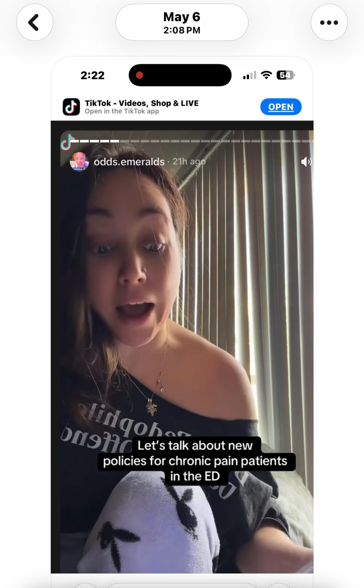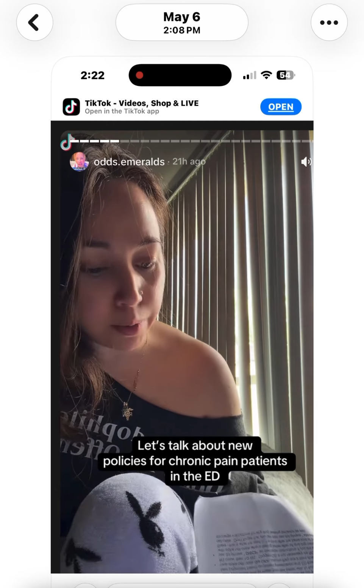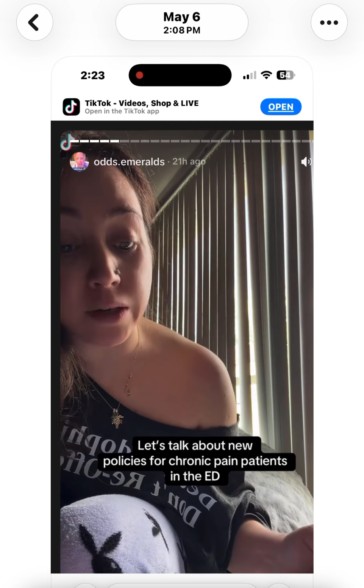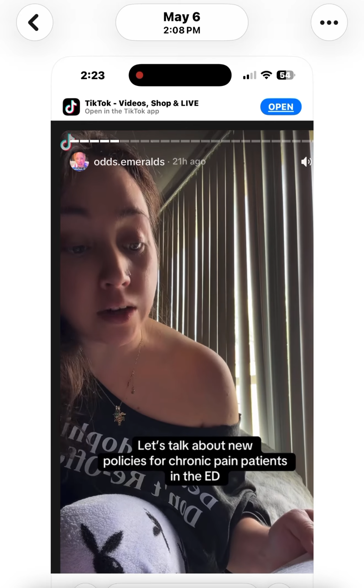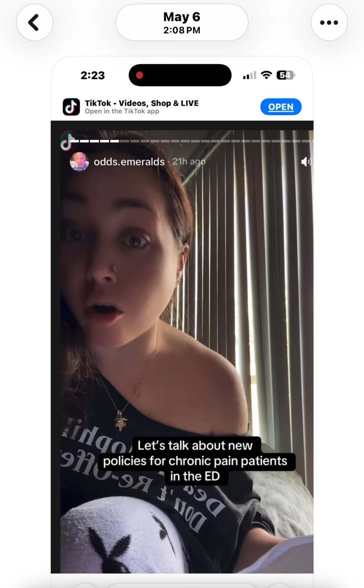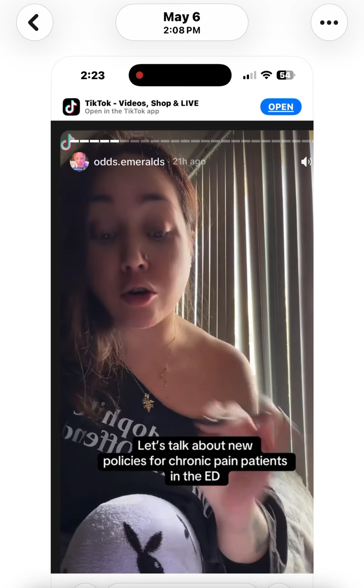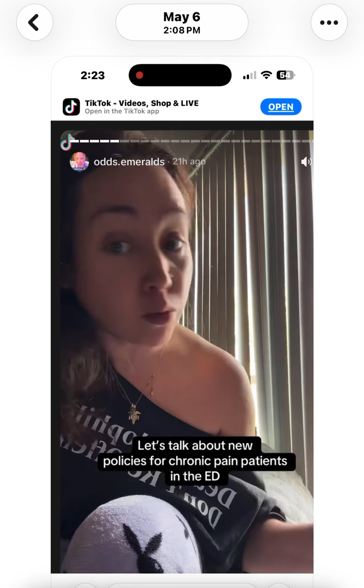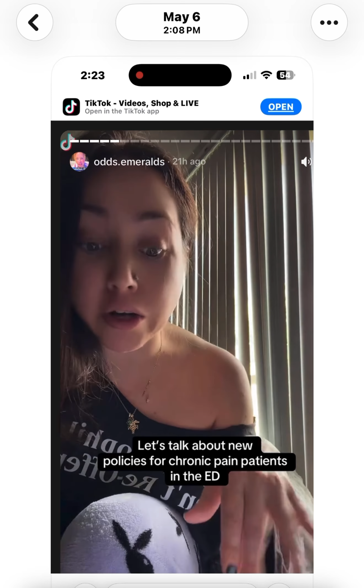The first part says management of sickle cell patients in the ED in compliance with a new ED pain protocol. So there is officially a new ED pain protocol, very much tailored to sickle cell patients, but they go into more about chronic pain patients in general. Let's go down and read some of it to you guys.